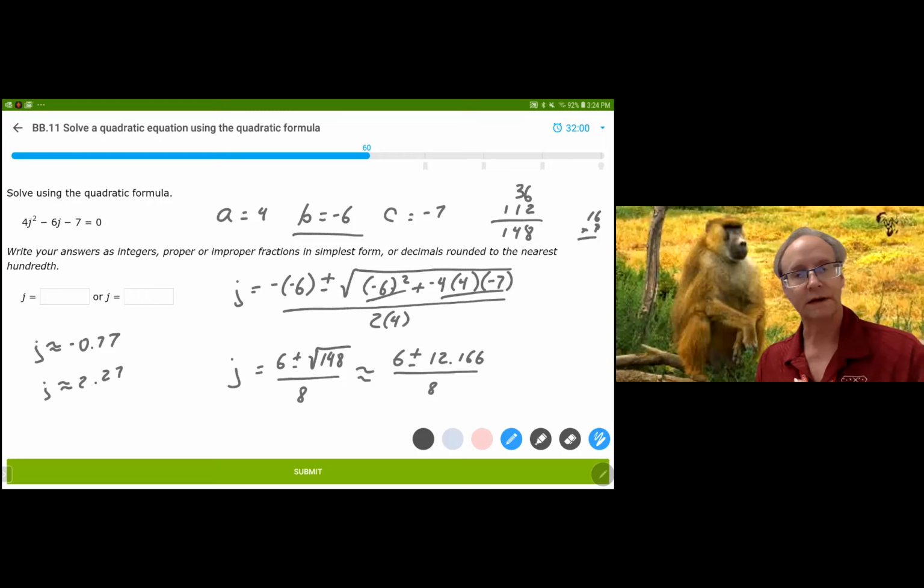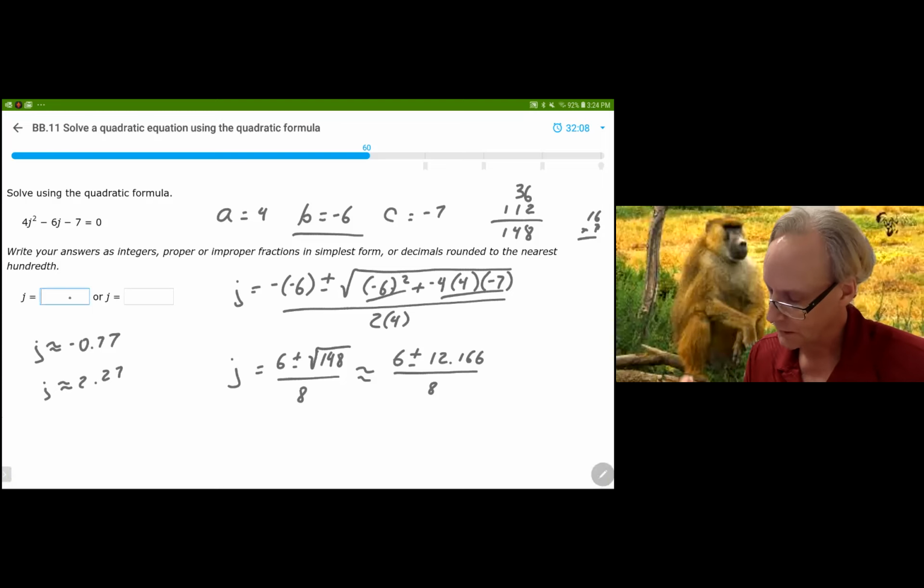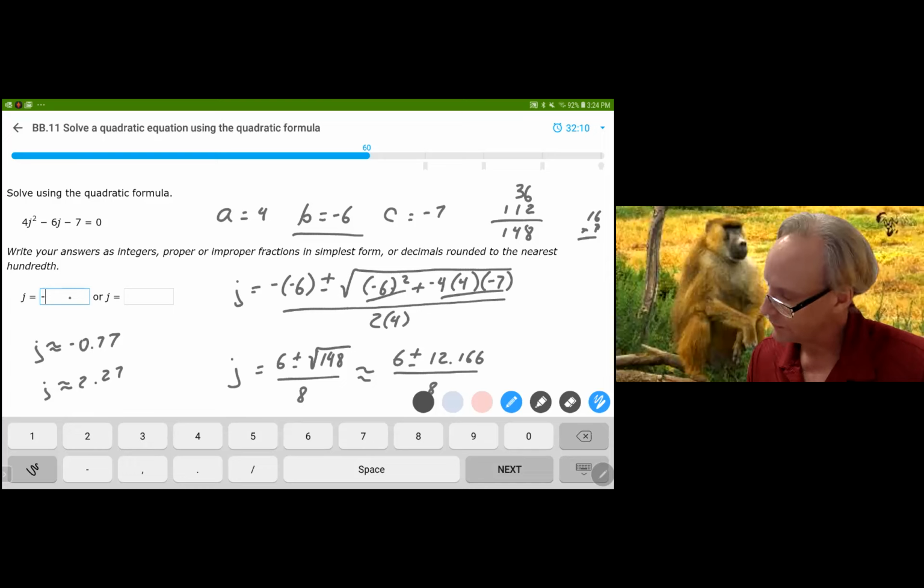And again, I didn't get my conjugates like I was expecting. They're almost conjugates, I should have said. So anyway, there it is. We've got a negative. Don't forget to put the 0 in your decimal. They don't like it when you put a point without a 0. And 2.27, I believe those are correct.